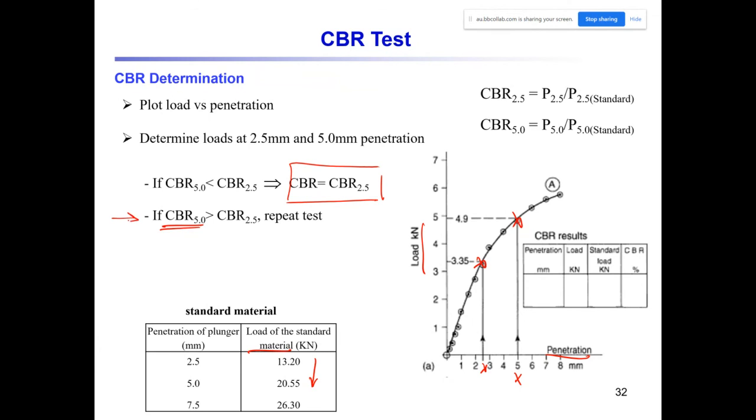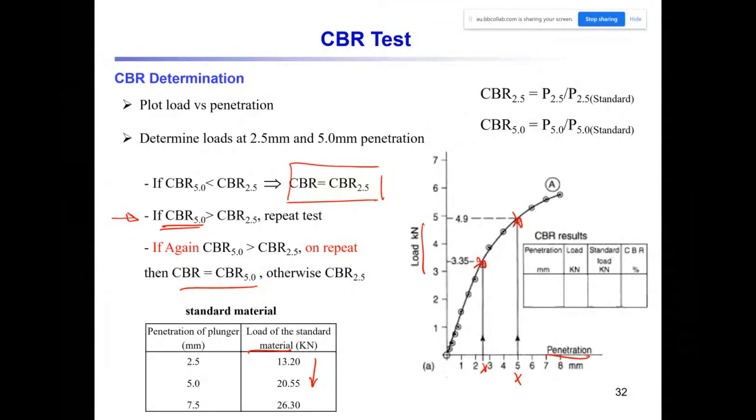Therefore, if your results show that CBR 5 is larger than CBR 2.5, you need to repeat the test. If again CBR 5 is larger than CBR 2.5 on repeat, then you can consider design CBR as CBR 5. Otherwise, your design CBR becomes CBR 2.5. Very simple procedure. It's not difficult. Let me show you on this example, and after that, I will go through your questions and finish this lecture.